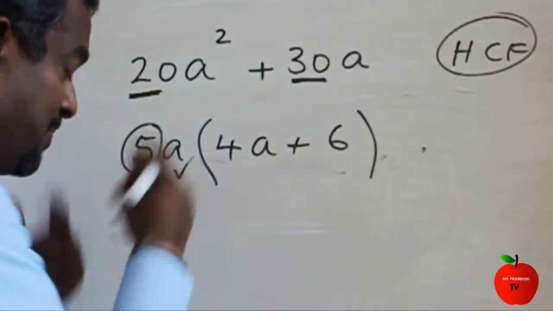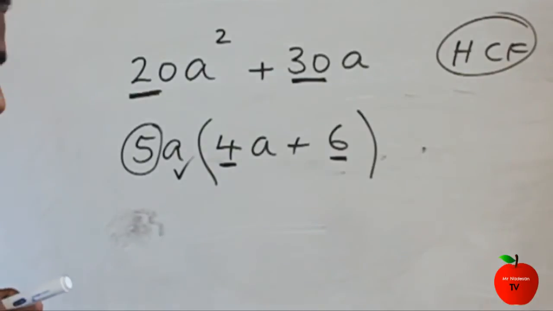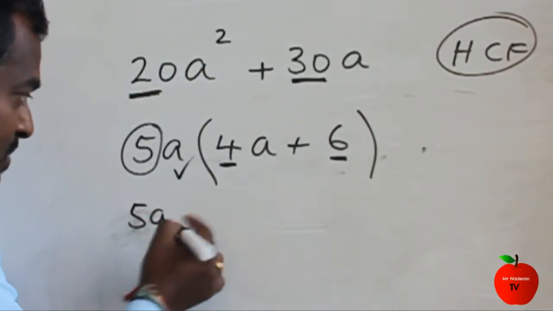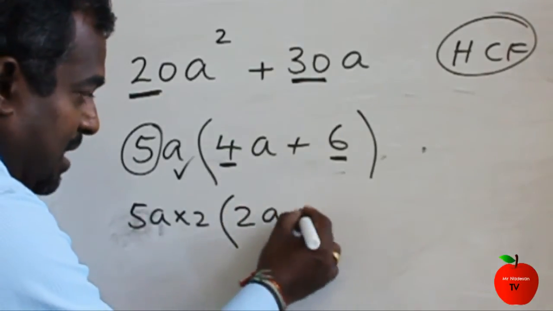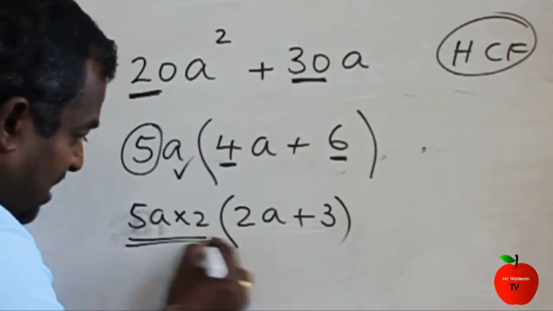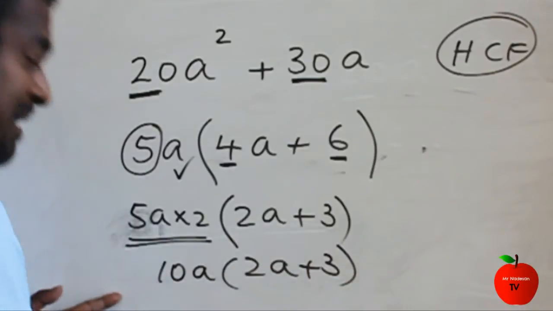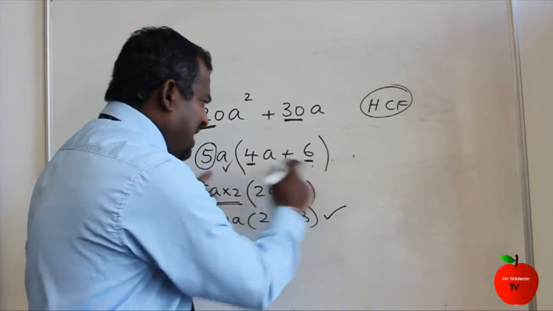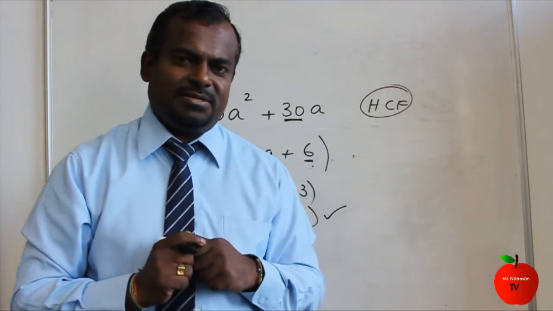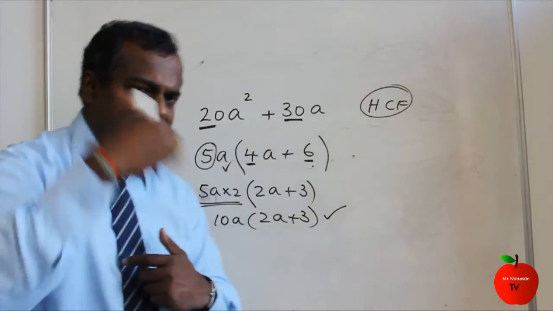Here, people make it like this. You got a 4 and 6. You can take the 2 common again. Then 5a, you take the 2 common again. Then what is left here? 2a plus 3, and that gives 10a, then 2a plus 3. If you've done like this, you're fine. But if you leave the answer like this, then you lose your marks. That's why I said very clearly where you can make the mistake.